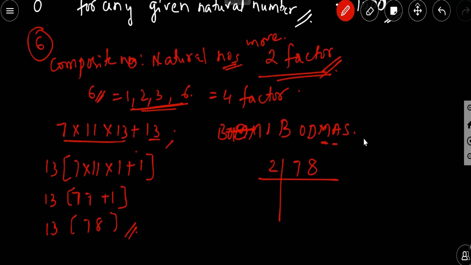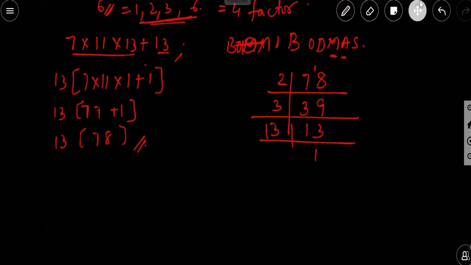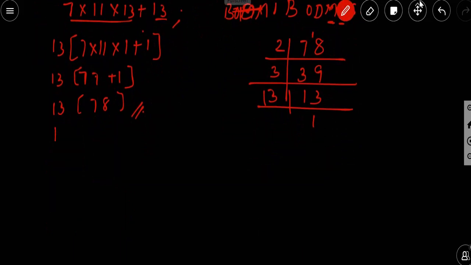78 is divisible by 2, 3, and 13. 13 is a prime factor, so it is divisible by itself. So what are the factors? I'm going to write the factors here: 13 into 2 into 3 into 1. If you want, you can write 1 also. So these are the factors. Now if you see this number, you have more than 2 factors.